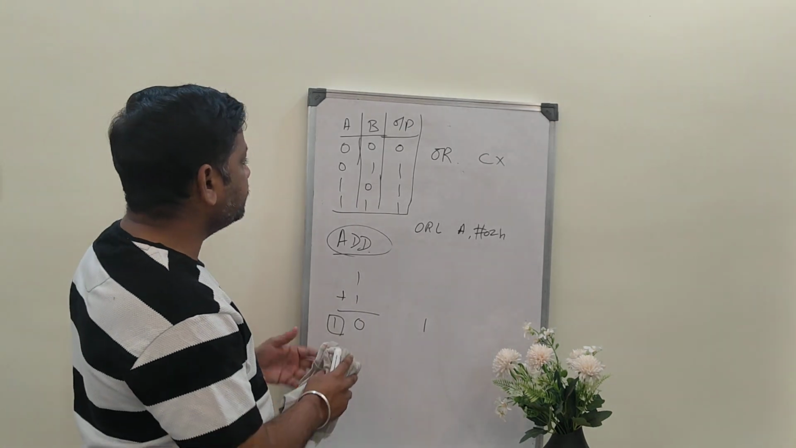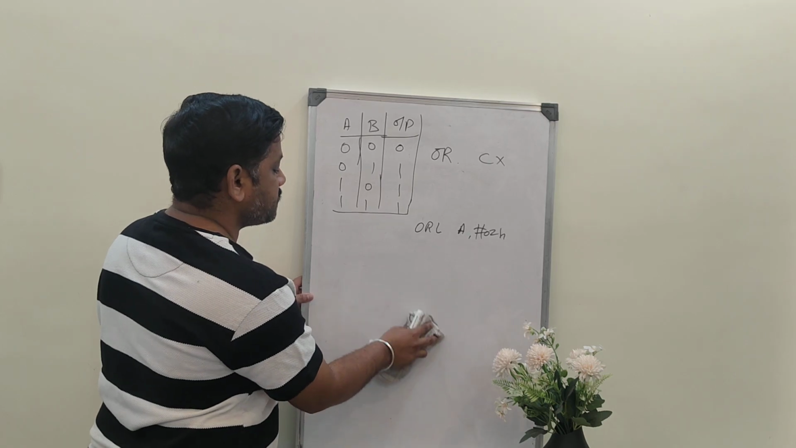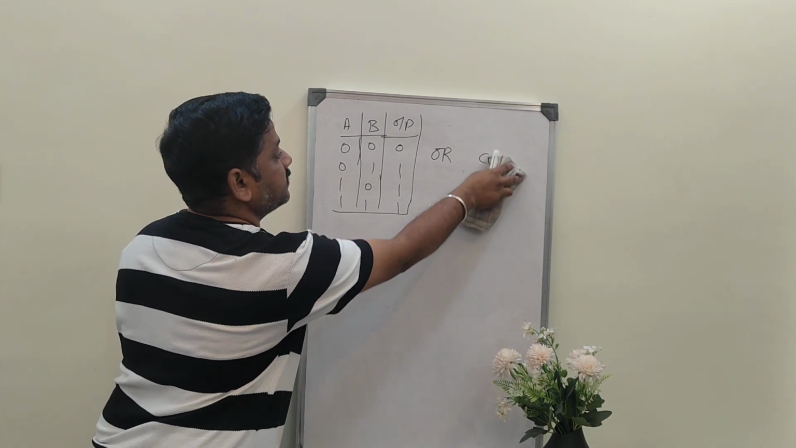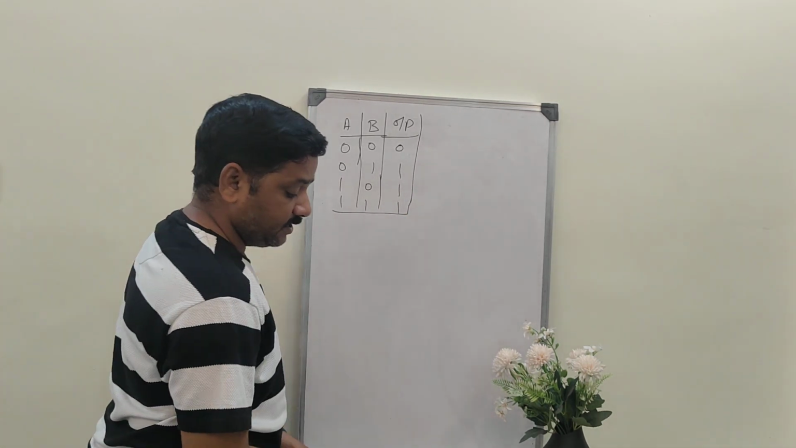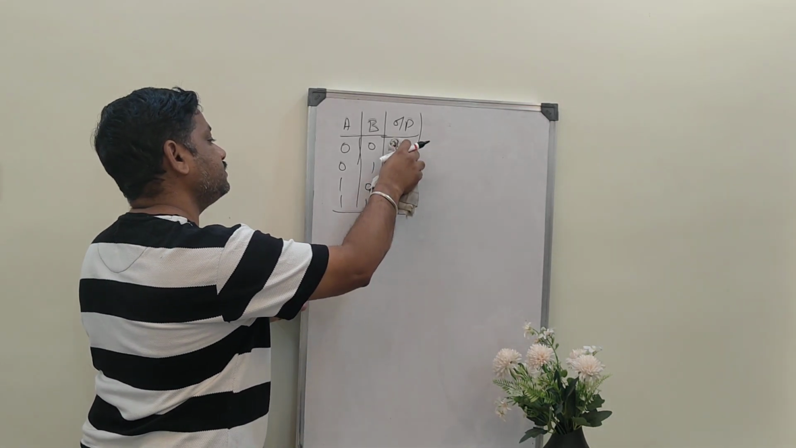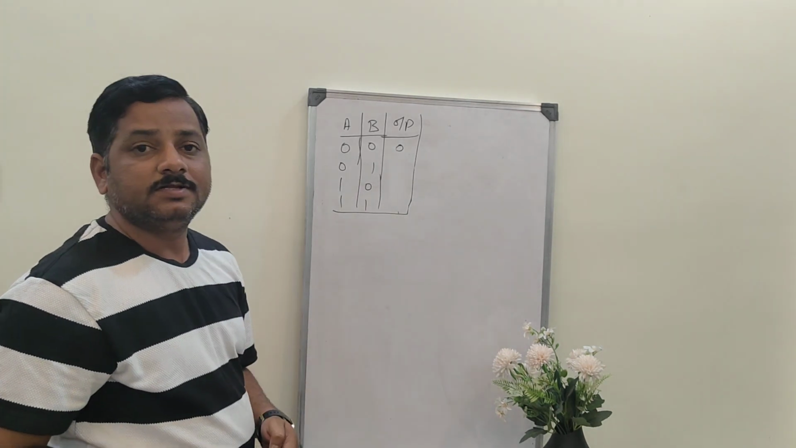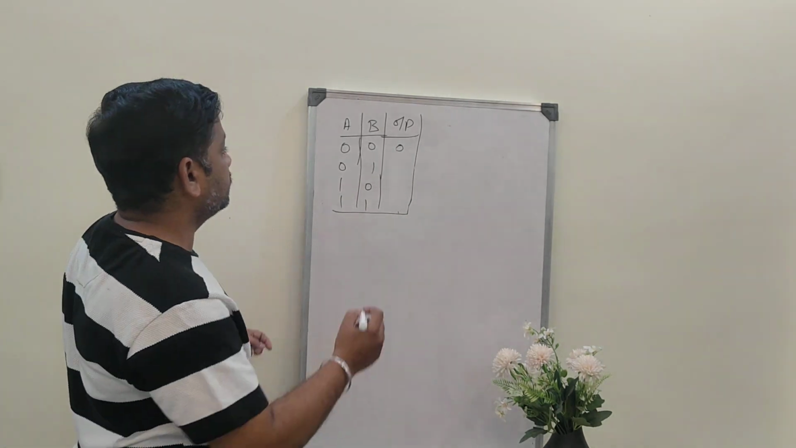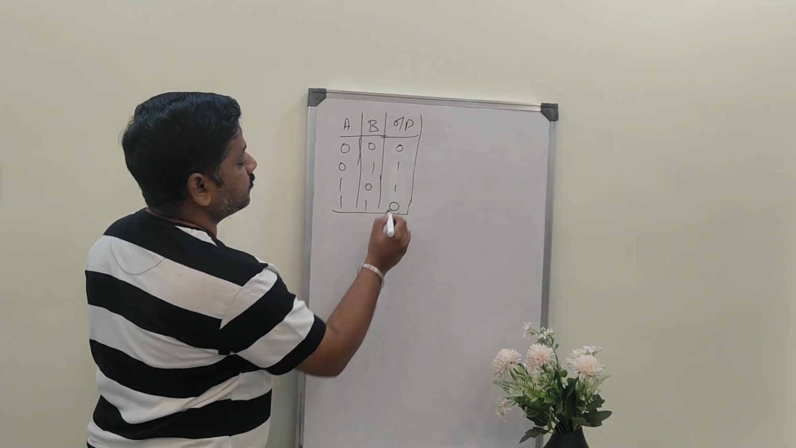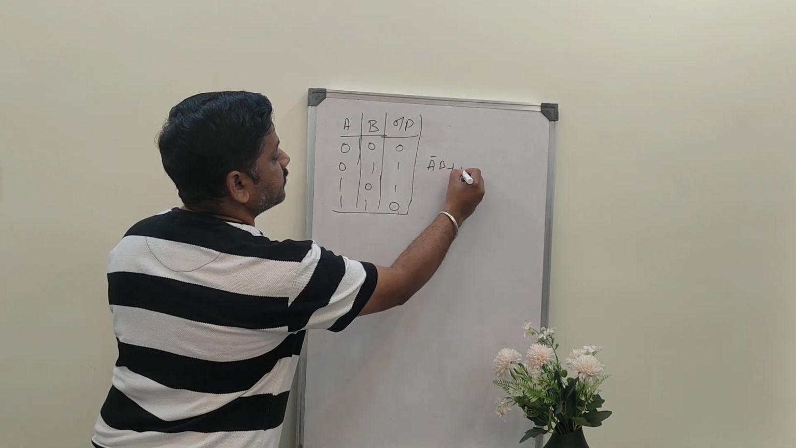Now similarly we have the XOR, and we have some importance regarding the XOR gate. We make use of that in a special way. Let us say that there are two inputs, and this is what the output is. If you want to cross check, you can do it like this: A bar B plus A B bar.